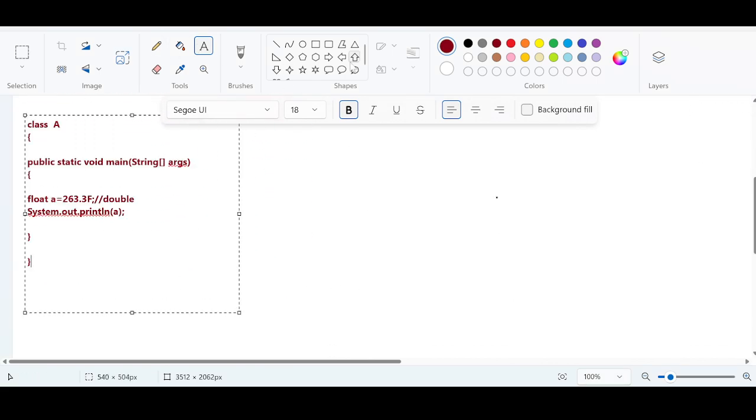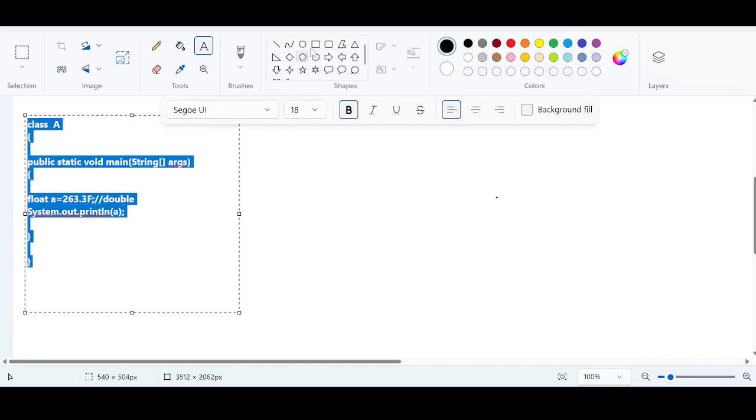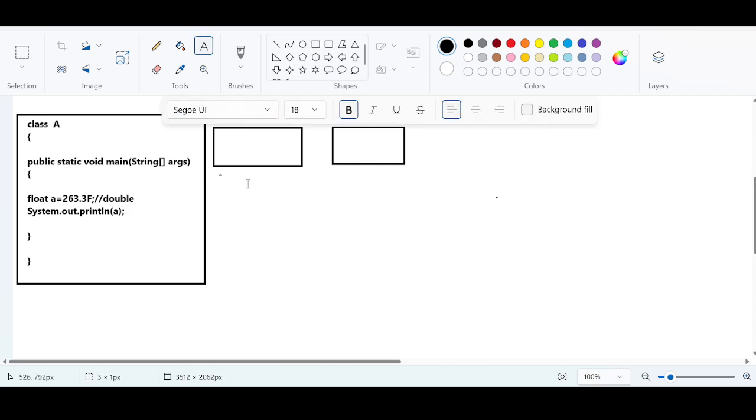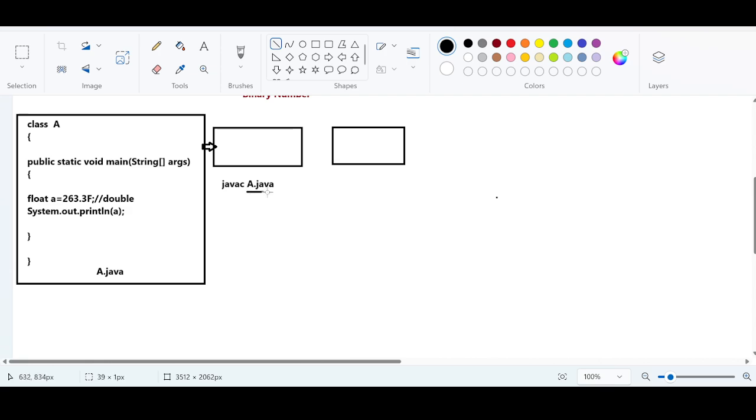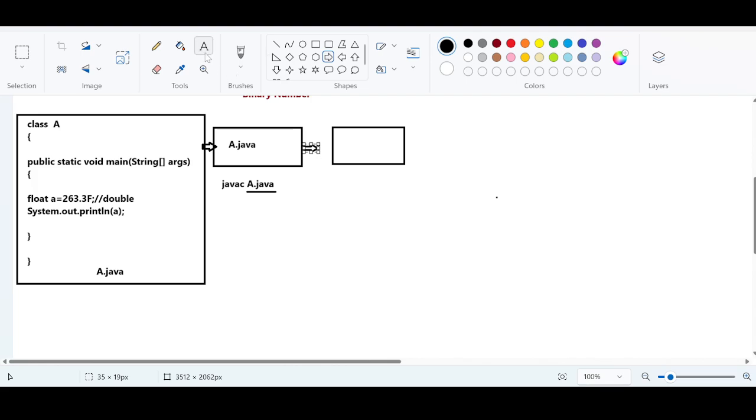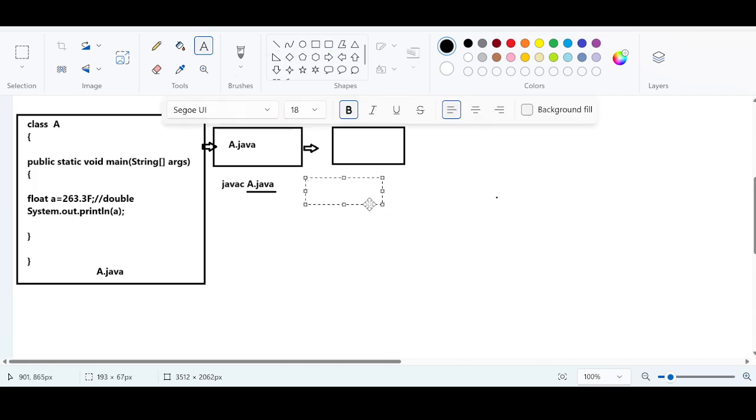Okay, this is our piece of code. Focus here. We know there is a compiler and there is a JVM. To activate the compiler, the command is javac a.java. The compiler gets activated. The name of the source file is a.java, and you are saying to the compiler, please compile a.java. The compiler will perform the compilation, and if it is error free, a .class file will be generated.